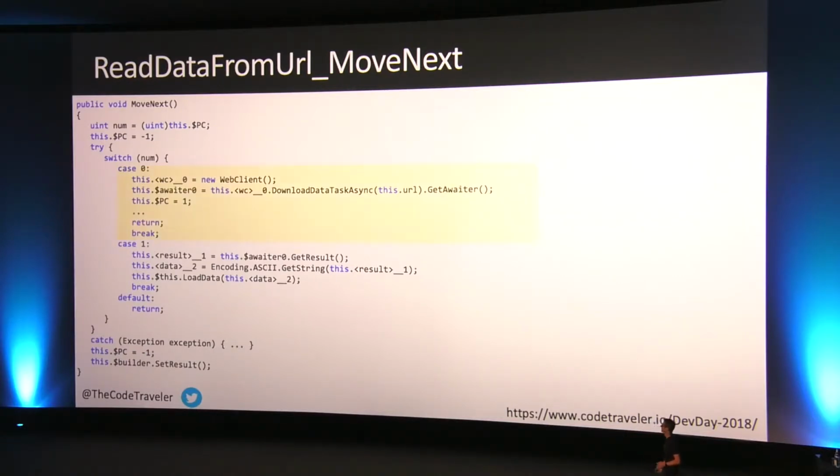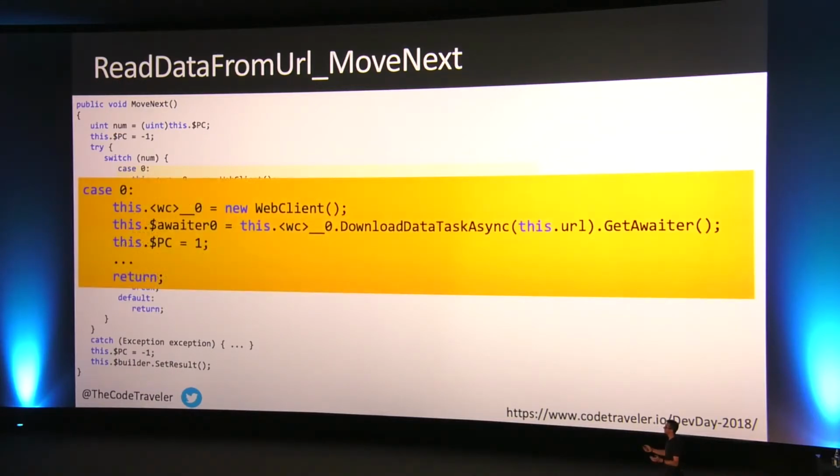And if we take a look, case 0, this is the first code that gets executed. And so this is where, in our example, thread 1 newed up a WebClient. And then thread 1 kicks off DownloadDataTaskAsync, and then it returns. And so this is how thread 1 is actually free. It's actually able to go back and interact with the user because it's returned out of MoveNext.